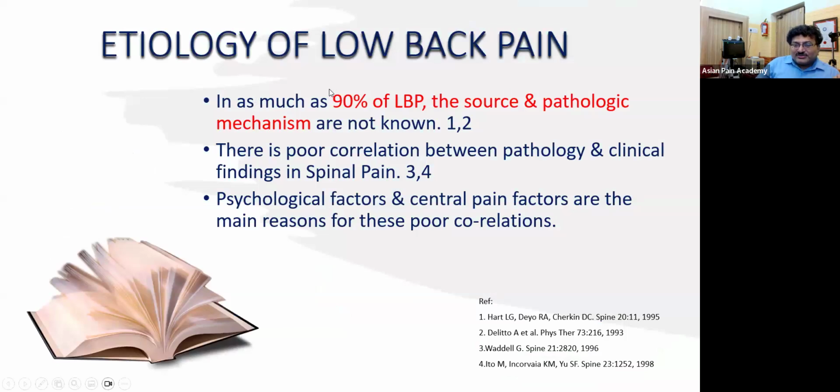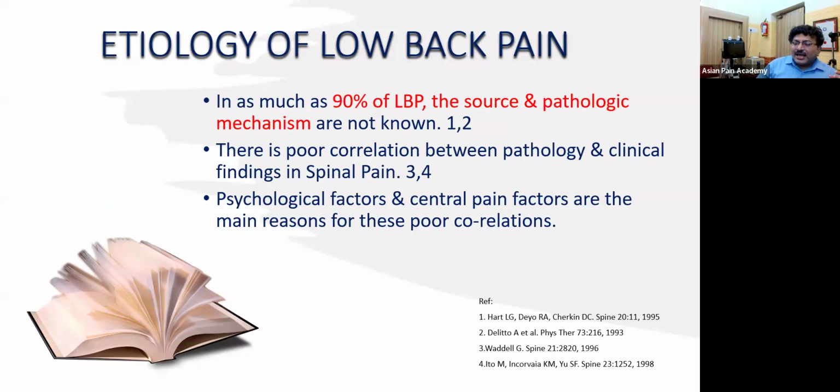In as much as 90% of these 5 to 6% patients, the source and pathologic mechanism is not known with the conventional investigation processes. And sometimes there is a poor correlation between the pathology and the clinical findings of the spinal pain. For example, if you get an MRI done of a 60-year-old patient, you will find a lot of degenerations. Sometimes there might be disc bulges, but not all of them are contributing to the pain.